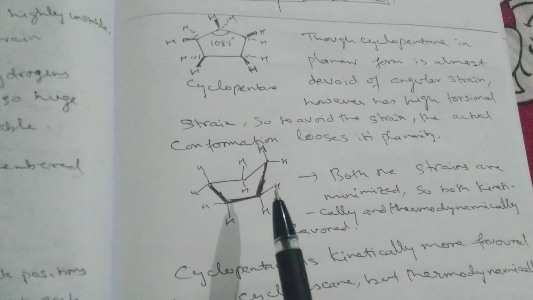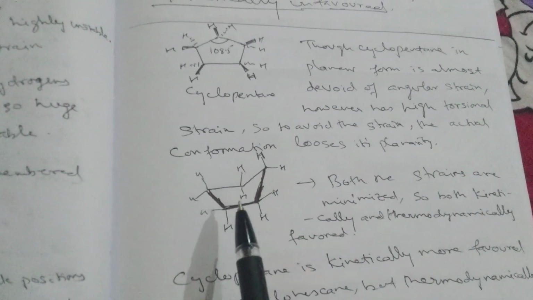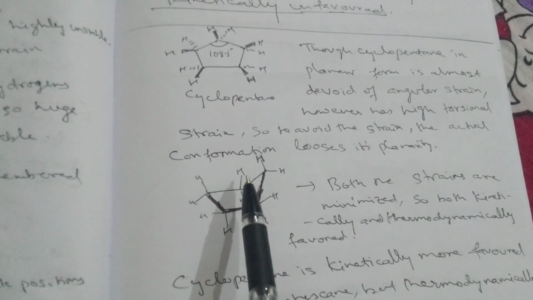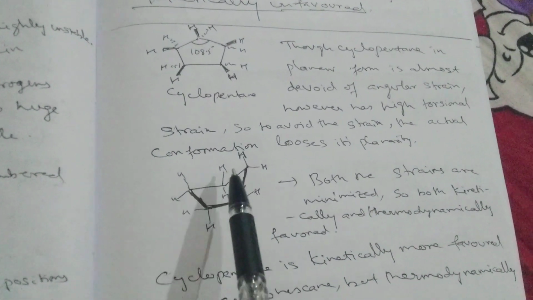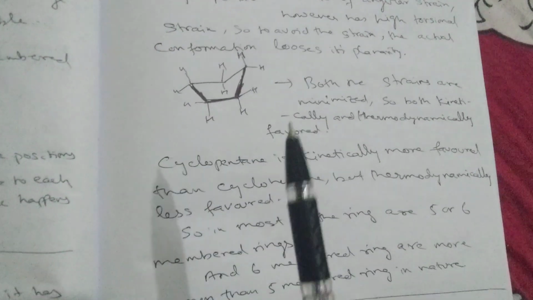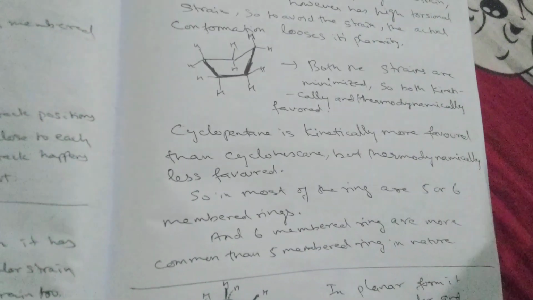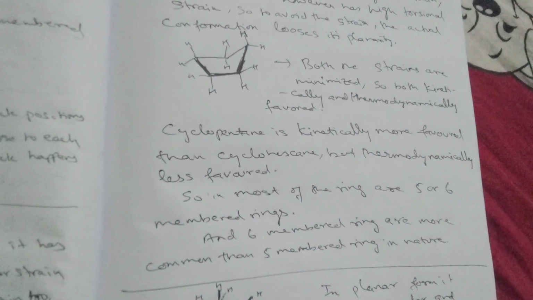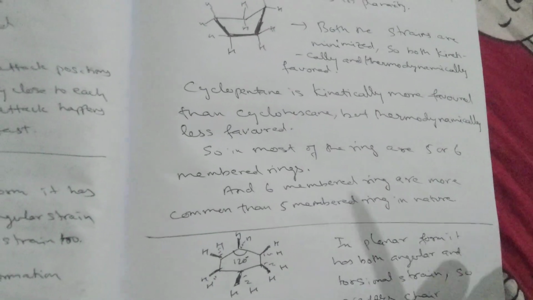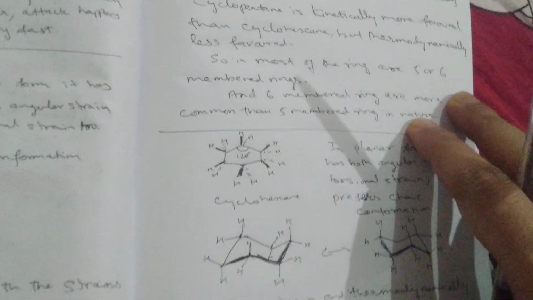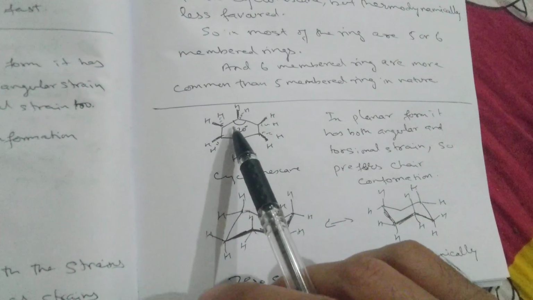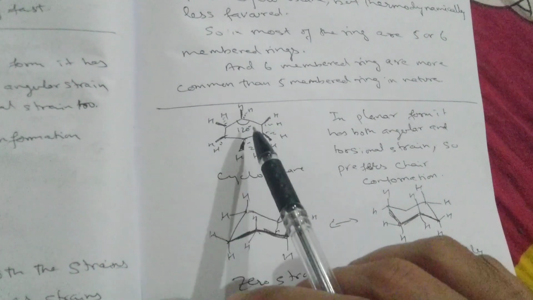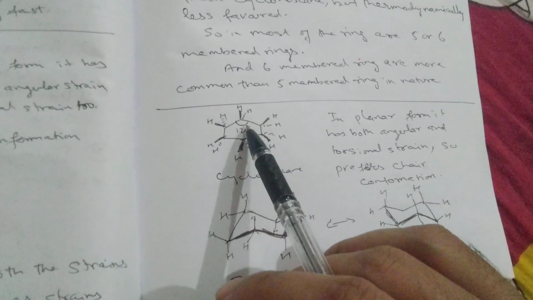So this also undergoes a conformational change. It comes out of plane, basically one of the carbons is pulled out, and you get this conformation. So this 5-membered ring is kinetically more favored than cyclohexane, but thermodynamically a little less favored. And then we come to cyclohexane. If cyclohexane is in a planar conformation, the angle becomes 120 degrees.